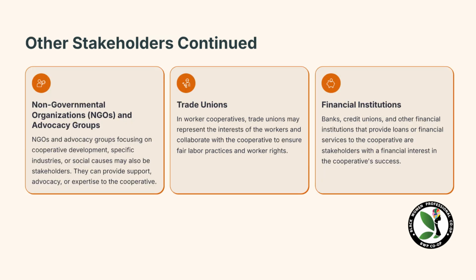In the case of worker cooperatives, trade unions are key stakeholders. They represent the workers, help safeguard fair labor practices, and collaborate with the cooperative on workers' rights. And finally, we have financial institutions like banks and credit unions that provide loans, credit, and other financial services. Their stake lies in ensuring the cooperative's financial health and long-term sustainability.